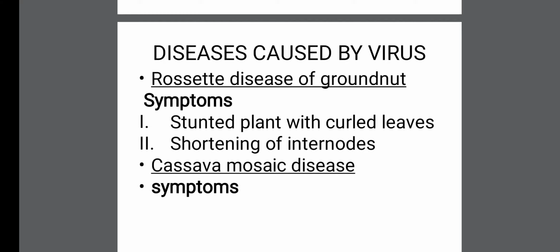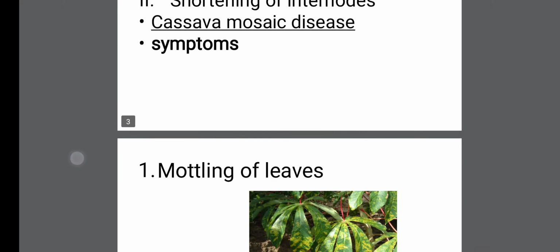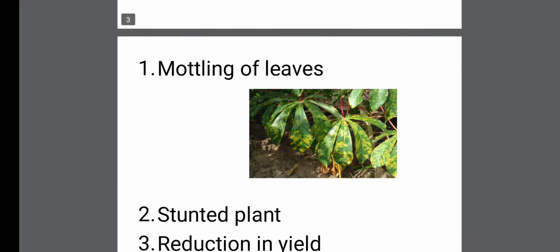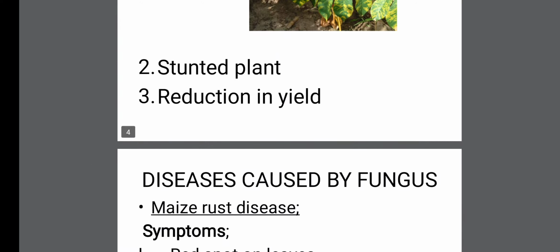Diseases caused by virus. The first one I want us to talk about is the rosette disease of groundnuts. Symptoms of this disease: stunted plants with curled leaves, shortened internodes. Another one is the cassava mosaic disease. Symptoms: mottling of leaf, stunted plants, reduction in yield.